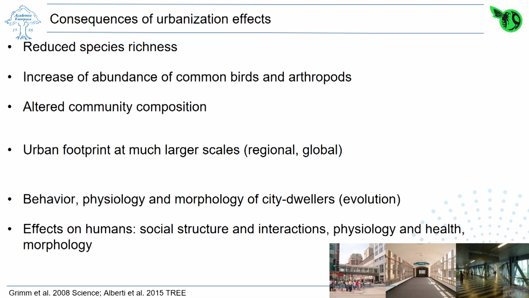So what are the consequences? In general, most studies observe a reduction of species richness when we go toward the city center. Some studies observe an increase in abundance of common birds or arthropods, and altogether an altered community composition, although some studies, as mentioned by Christina Theodorou, showed that this might be the last resort or rescue for some species, saving their lives from the intensive agriculture.